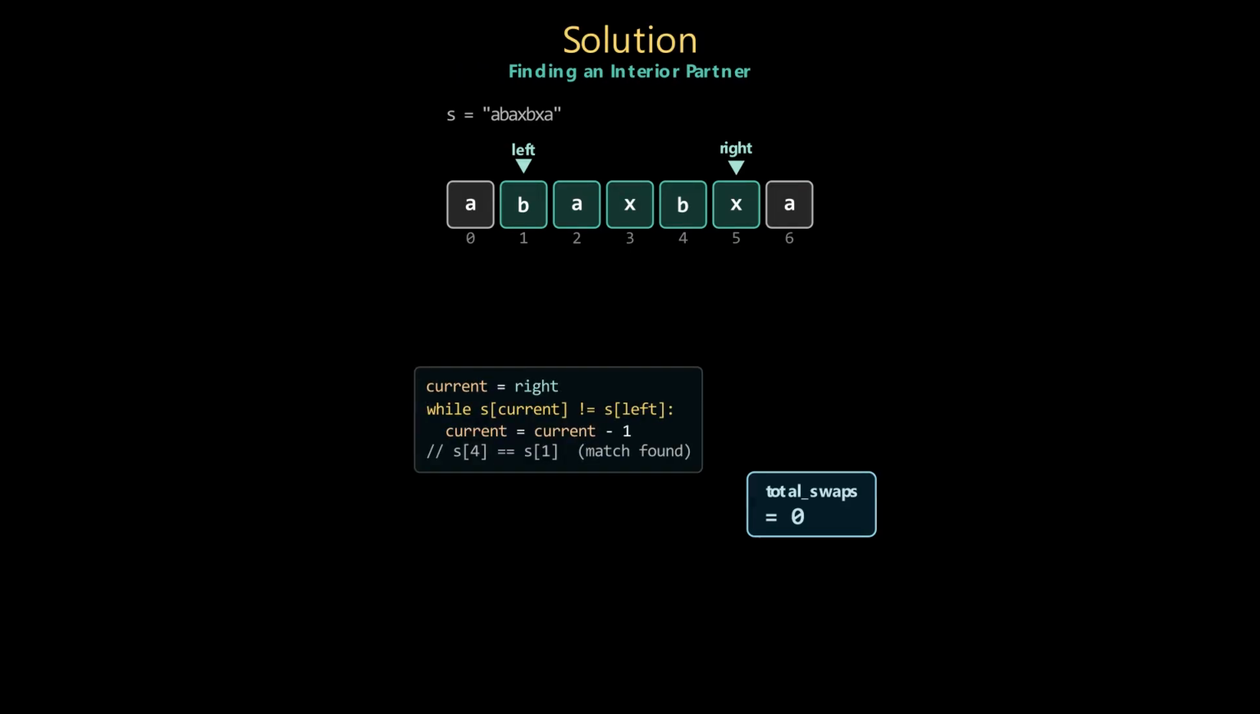Now our left pointer sits on the letter B at index 1. We scan backward from our right boundary at index 5. The character at 5 is X, which is not a match. We continue to index 4 and find our matching B.